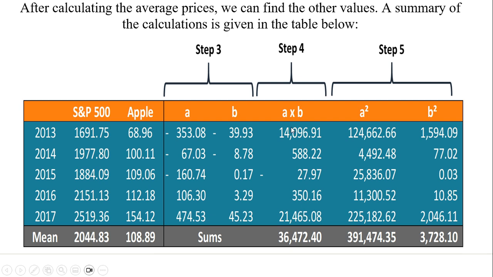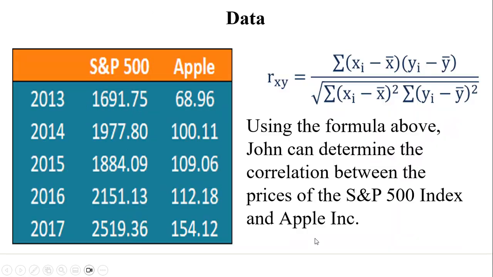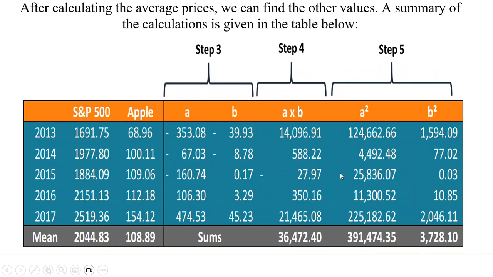Now we have been able to find these products. Now the summation of these products is what we have as 36,472.40, which is the value that will be on top here, because we have been able to solve for this one on top here. Now this one you are seeing here, the summation of xi minus bar x close bracket, open bracket yi minus bar y close bracket, we have been able to find that value, which is what we have here.